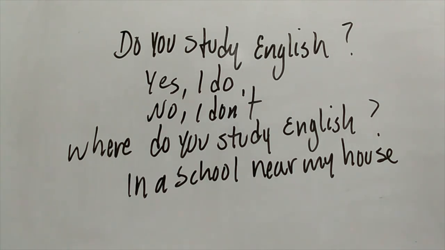Es exactamente la misma, pero al momento que le agregamos el where, el significado de la pregunta cambia. Ya no podemos contestar yes I do o no I don't, ya no. Aquí ya nos pide, where do you study English? ¿En dónde estudias inglés? ¿Vieron? ¿Ya se fijaron cómo cambió? Entonces la respuesta obviamente ya es diferente y dice, in a school near my house, ¿no? Dice, en una escuela cerca de mi casa.